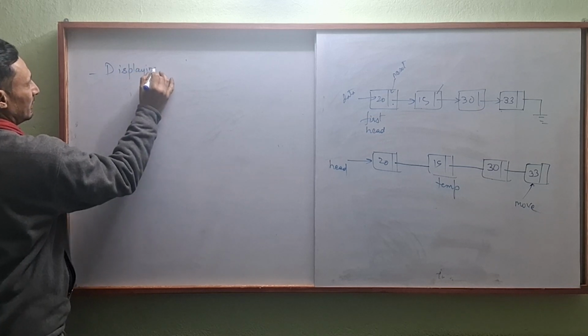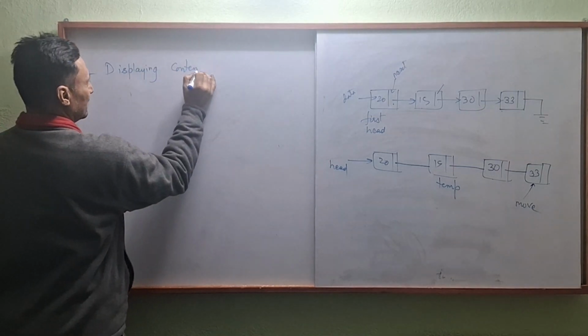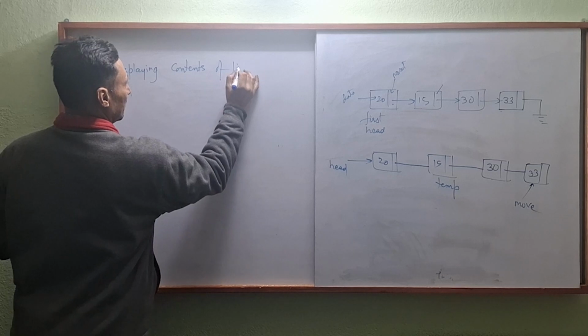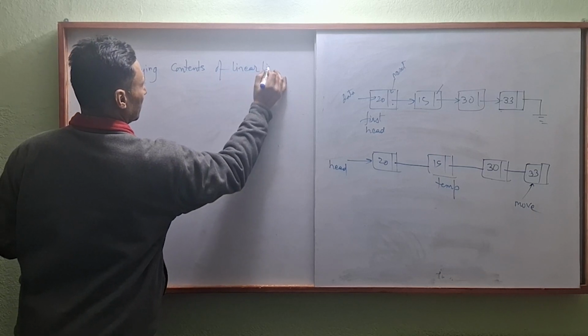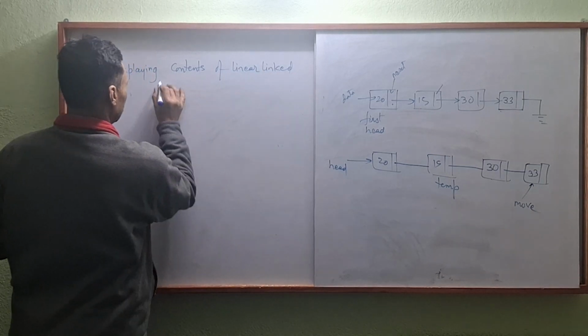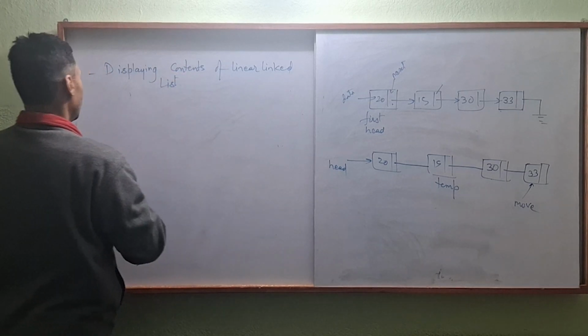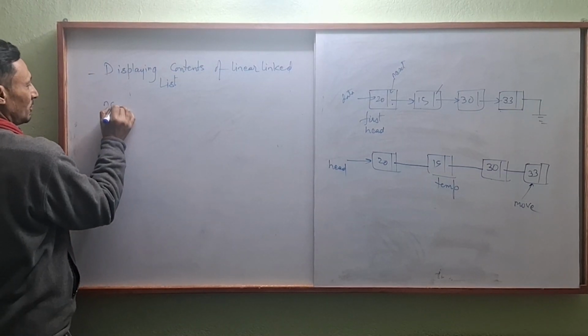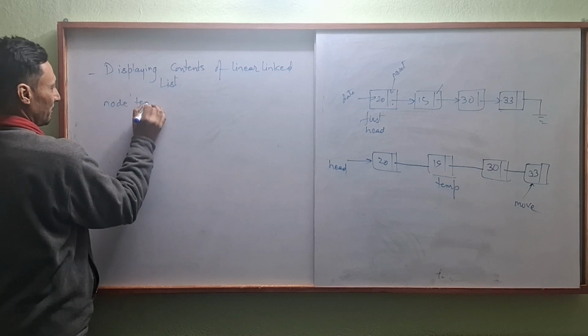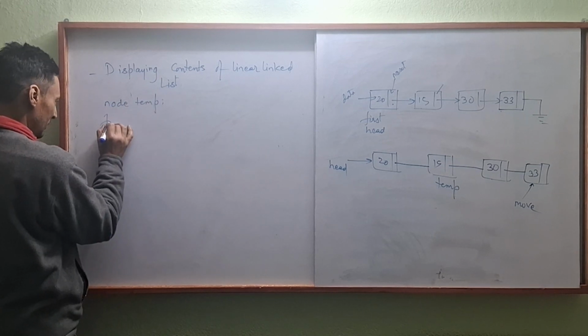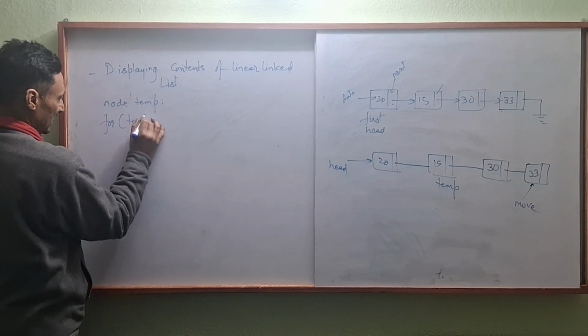Displaying contents. For that we will be using a for loop. Let's create one node temp. Now for temp is equal to head.